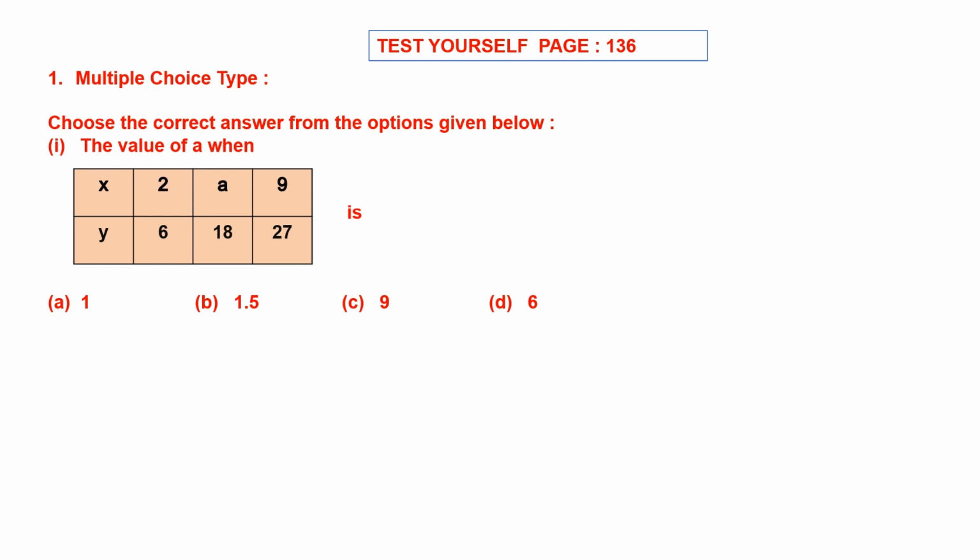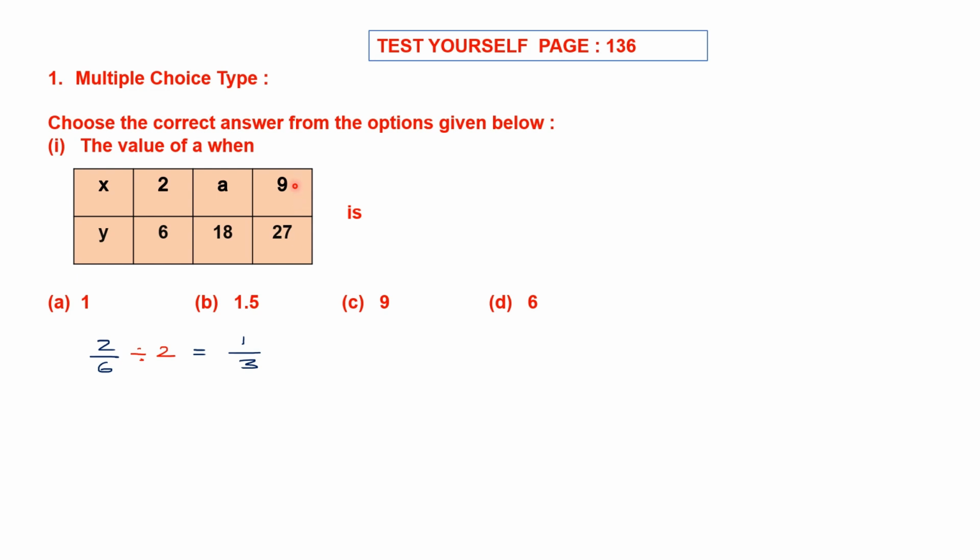So let's take 2 by 6. 2 by 6, reduce it to the lowest term. Both are divisible by 2. So what do we get? 2 ones are 2 and 2 threes are 6. So we got 1 by 3 when we took the first set of values. Now here we cannot take because A is unknown. Now let's take the next one.